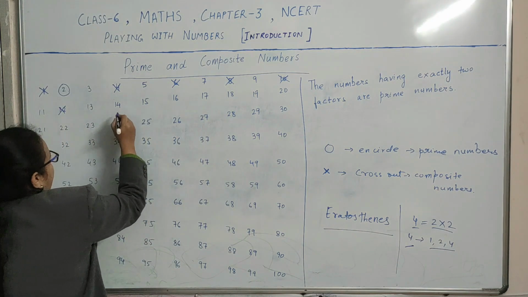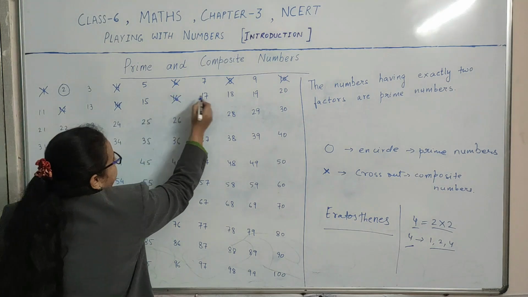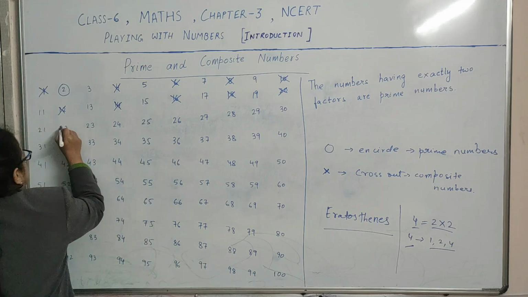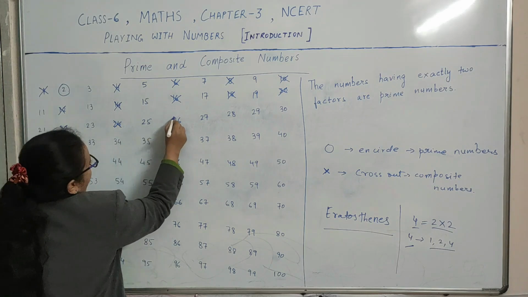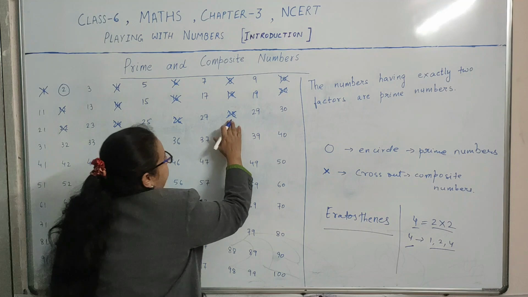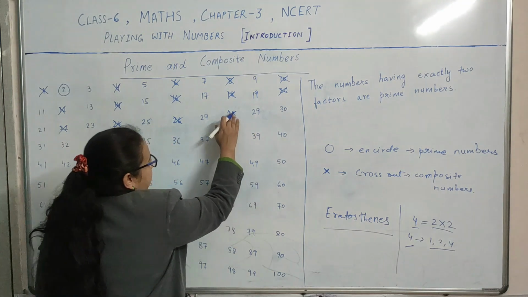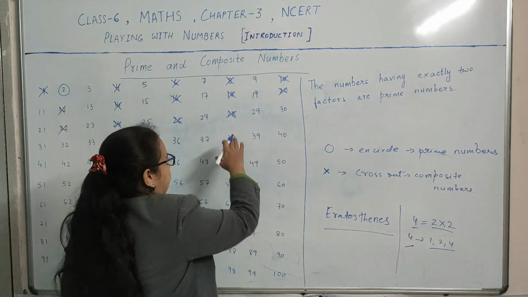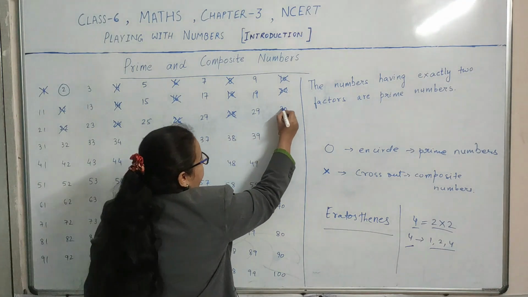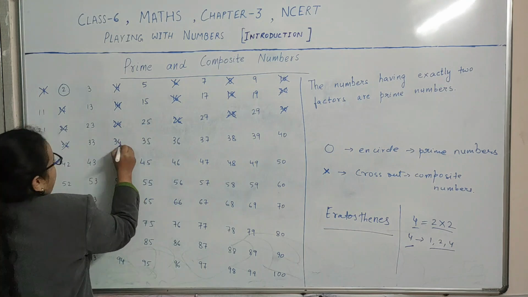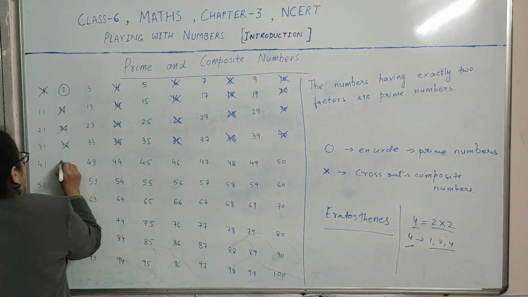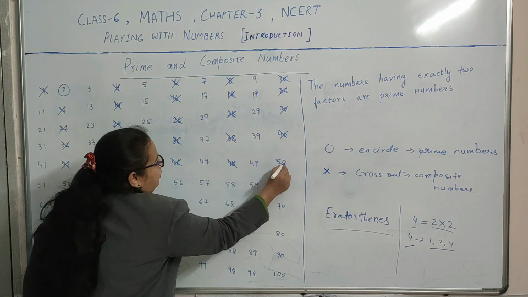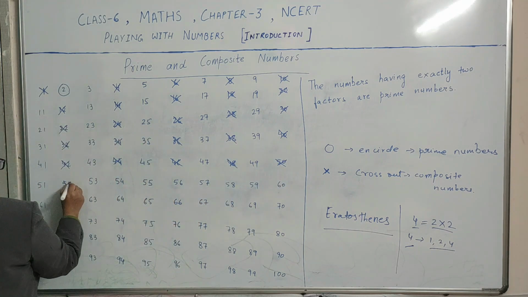12 is also a multiple of 2, 14, 16, 18, 20 is a multiple of 2, 22, 24, 26, 28. These are the multiples of 2 and all the multiples have more than 2 factors. So these multiples are not the prime numbers. So we are crossing out all the multiples of 2.